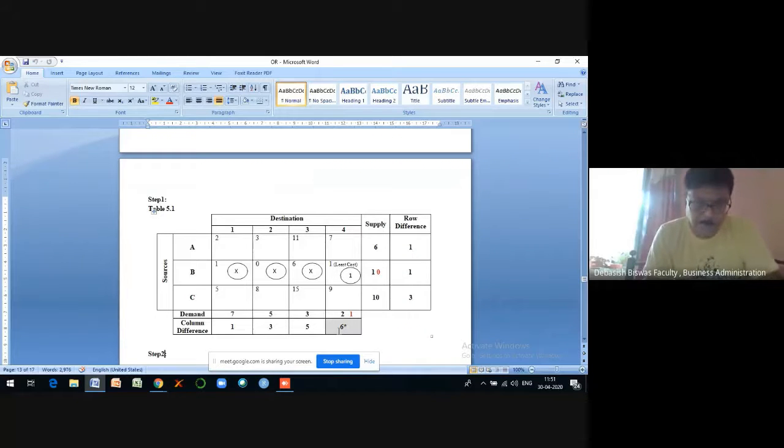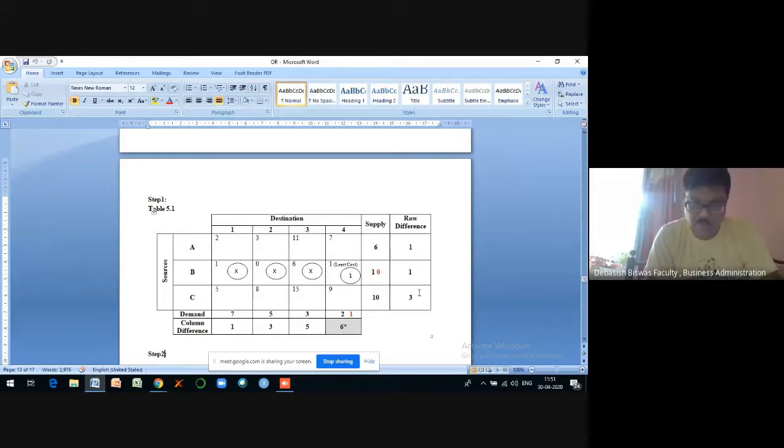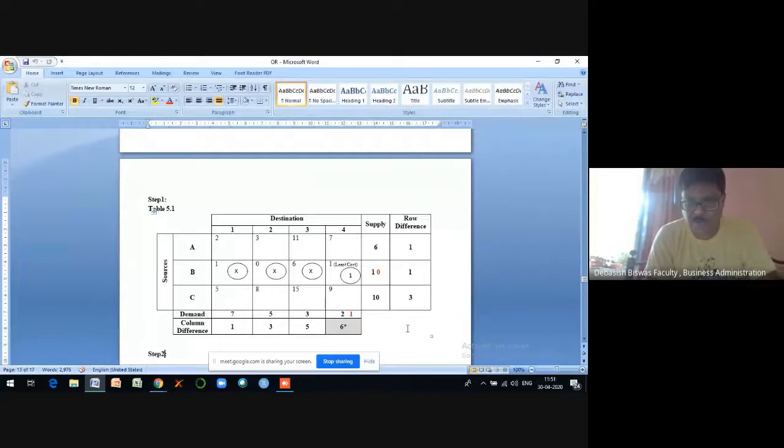Out of these 7 differences, there are 3 differences, 1, 1, 3, and there are 4 differences, 1, 3, 5, and 6. So in total, we have written 7 differences. Out of all these differences, we have to search which one is the highest difference. So 6 is the highest difference, and it has been marked with an asterisk, right? For your understanding, one asterisk sign has been given.